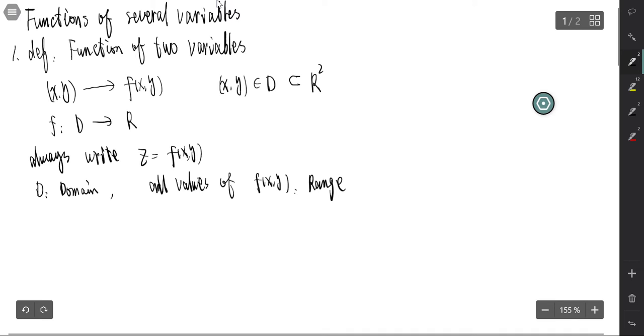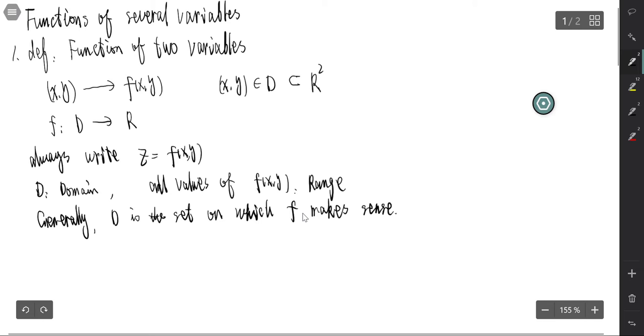Generally, we don't specify the domain. By default, D is all points on which f(x, y) makes sense, that is, the set on which f makes sense. Sometimes we do specify the domain D, but in general we don't.